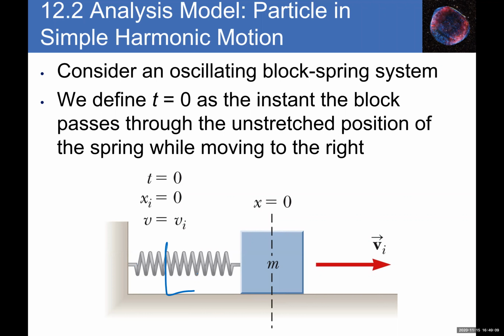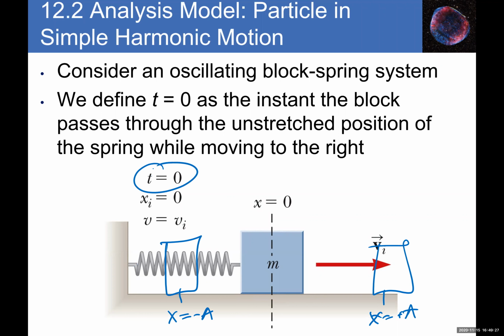Something like this. Let's say you move it from equilibrium to x equals negative a, or even to x equals plus a, and then you let go. But you wait until it reaches negative a, and then it's coming back on its way. When it reaches equilibrium, then you start your timer. That means you start the timer when it's moving from equilibrium to the right. This is the position of your block when you start the timer, and it is moving with some initial velocity to the right.